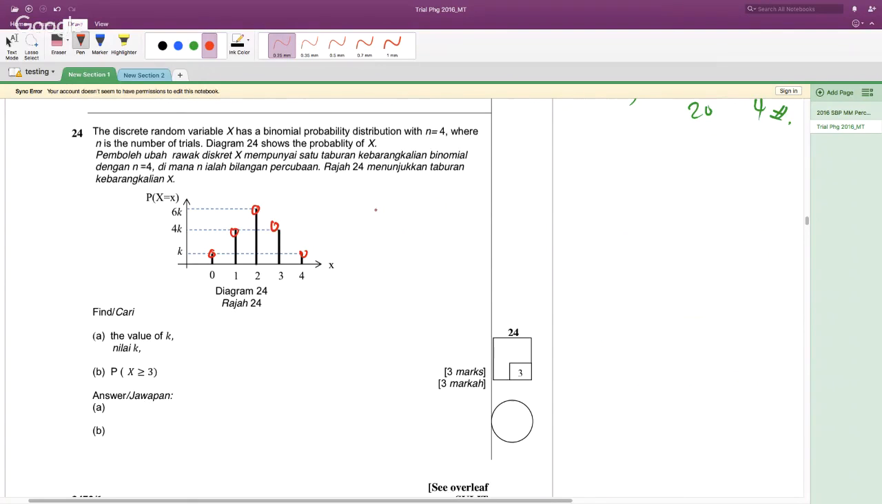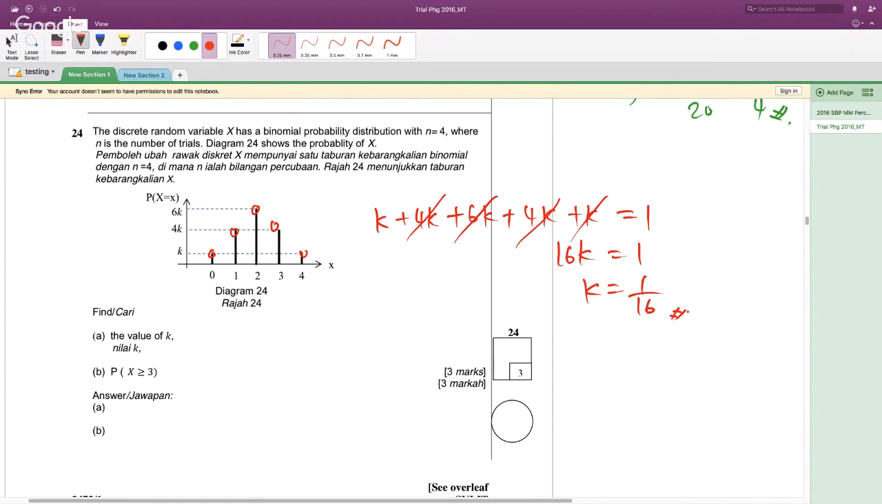So I have k, then 4k, then the third one should be 6k, then the fourth one is 4k again, and then k again, which should equal 1. This is how I get the k value, because these are probabilities. All added together must equal 1. So adding these up, 10, 15, 16. 16k equals 1, k equals 1 over 16.